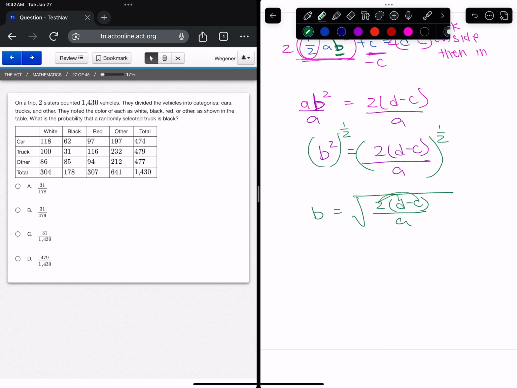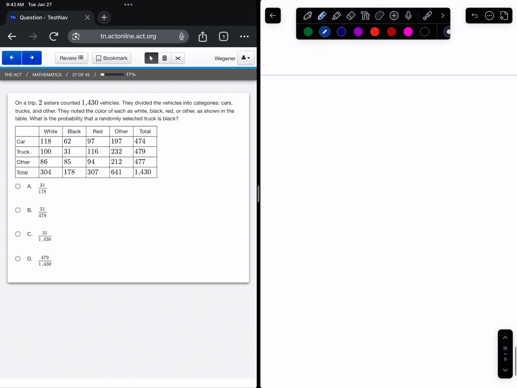All right, moving on to the next one. Here for question number 27, it looks like we're going over probability. So this is a statistics problem. On a trip, 2 sisters counted 1,430 vehicles. They divided the vehicles into categories. We have cars, trucks, and others. They note the color of each as white, black, red, or other, as shown in the table. What's the probability that a randomly selected truck is black?